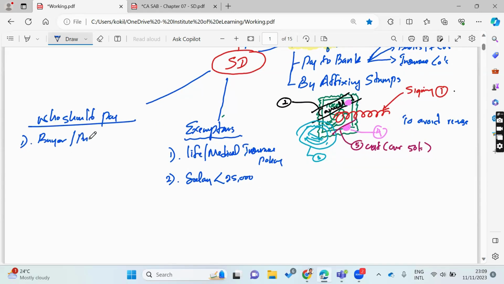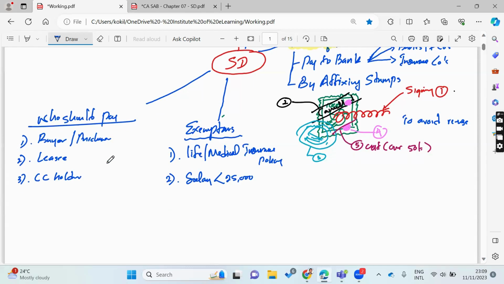If it is an insurance policy, the policy holder. If it is a lease, the lessee. If it is a credit card, the credit card holder. Likewise. Hope it's clear, right?